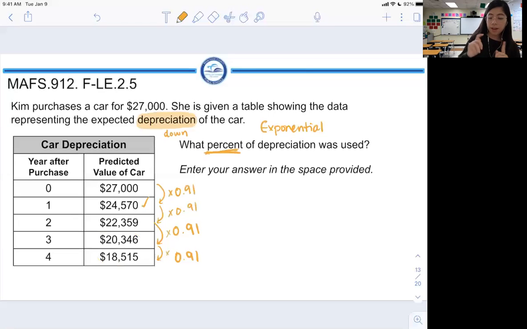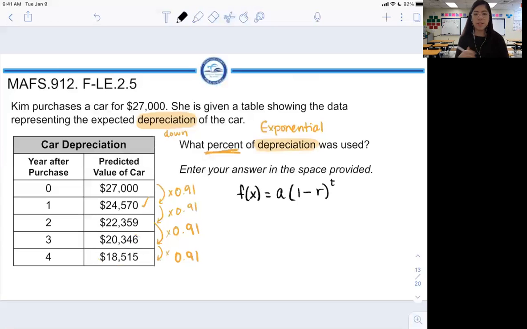You're correct in that, but you're kind of reminding me of what we actually need to do. Because what we actually need is the percent of depreciation, not appreciation, but depreciation. So that's basically asking how much is being taken away each time. Now, let me bring this to light. Remember this whole thing? We're depreciating, so it's 1 minus r to the power of t. That's like the basic form. Let's fill in our blanks. What is a?